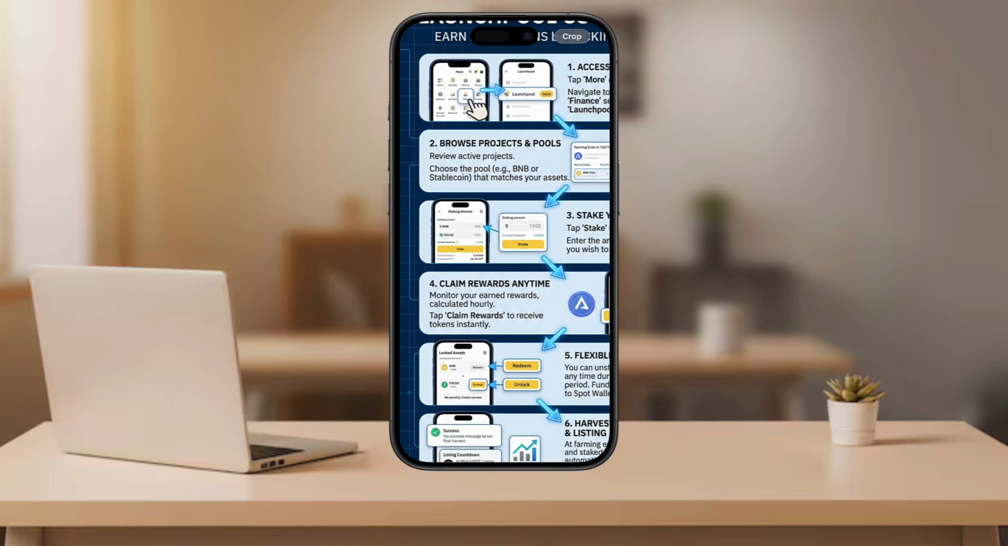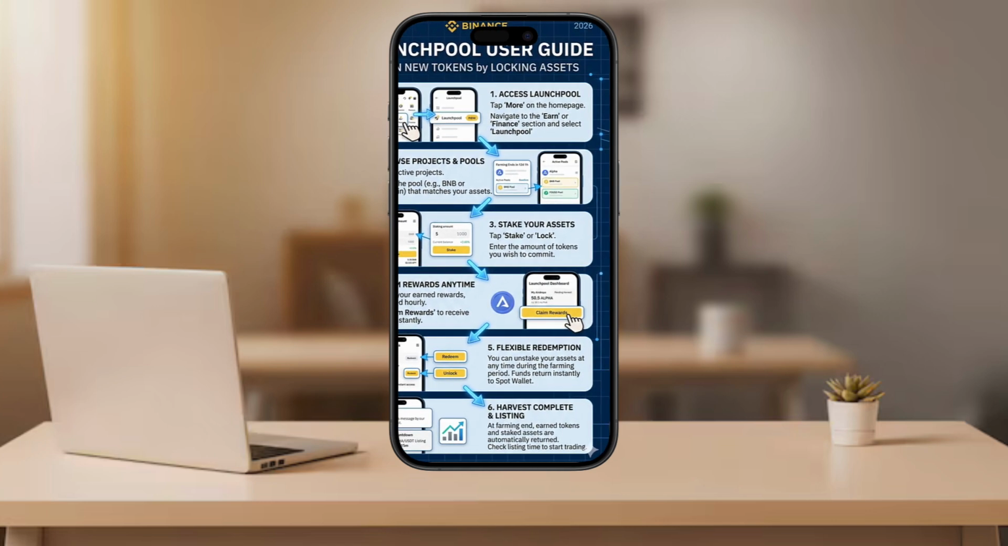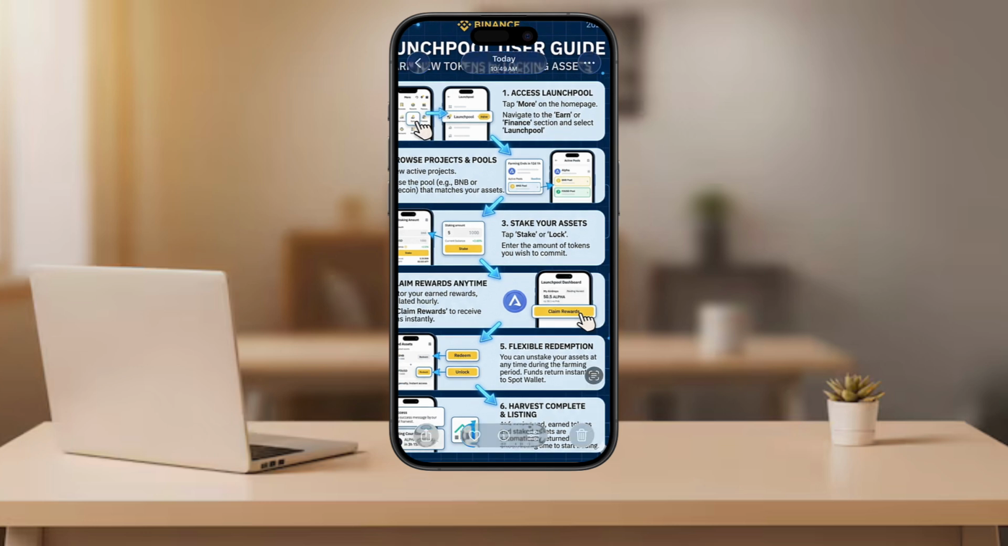Then you can claim your rewards anytime by simply monitoring your earned rewards. Keep in mind it is flexible redemption, so you can unstake your asset at any time during the farming period. And once you've harvested and completed it, you can also go ahead and list the earned tokens.